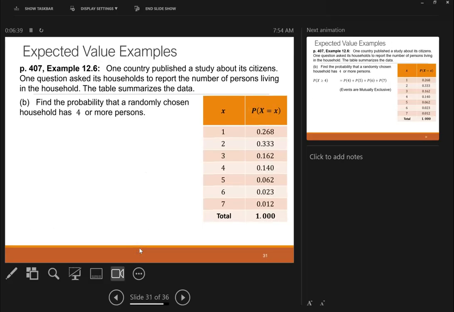So if I ask then to find the probability that a randomly chosen household has 4 or more persons, what are the values that our random variable can take for 4 or more persons?